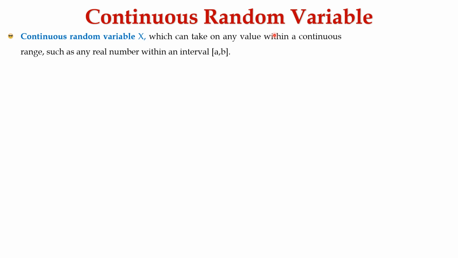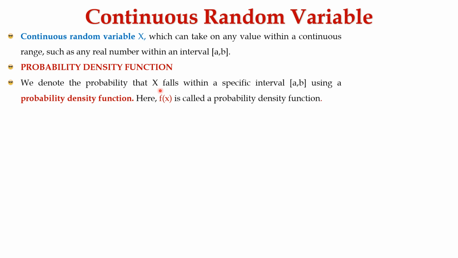Let's learn about continuous random variables. A continuous random variable x can take on any value within a continuous range, such as any real number within an interval [a, b]. We denote the probability that x falls within a specific interval [a, b] using the probability density function. Here, f of x is called the probability density function. The properties are: f of x is greater than or equal to 0 for all x; the probability of a less than or equal to x less than or equal to b is the integral from a to b of f of x dx; and the integral from minus infinity to infinity of f of x dx is equal to 1.